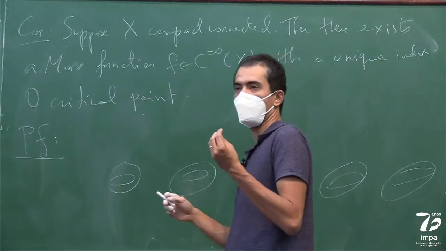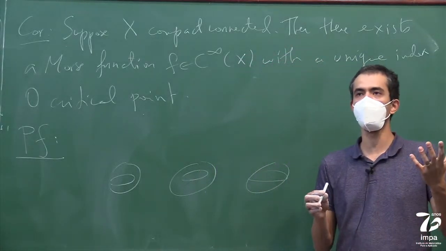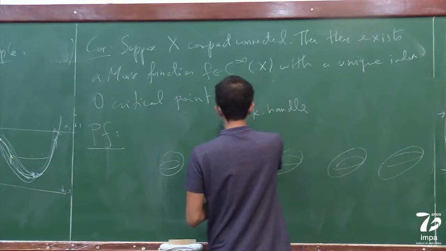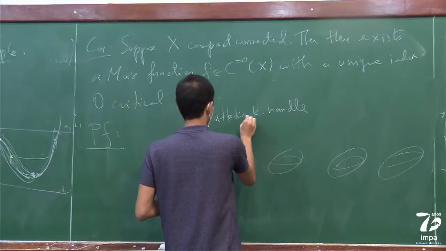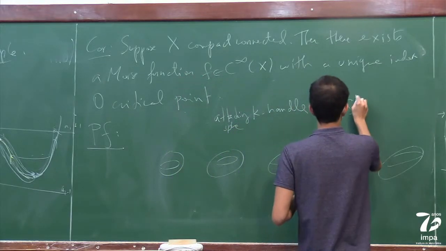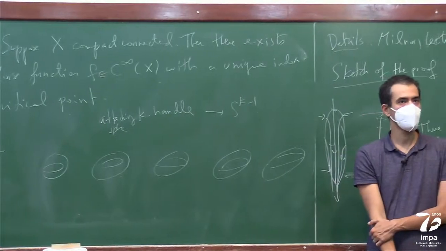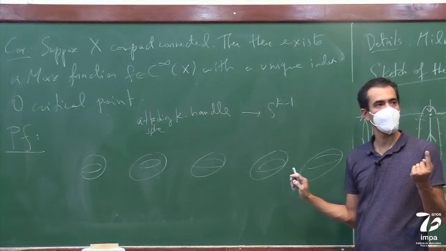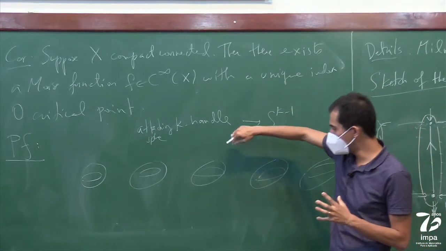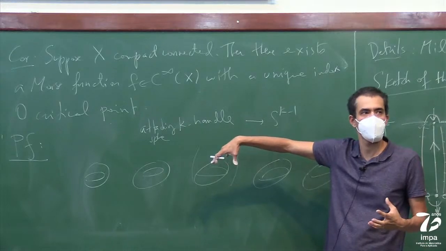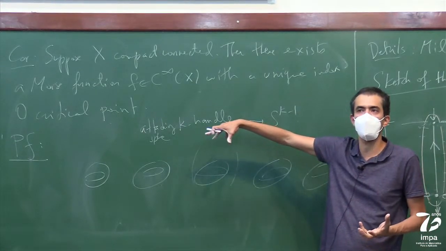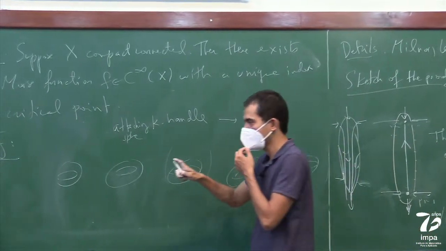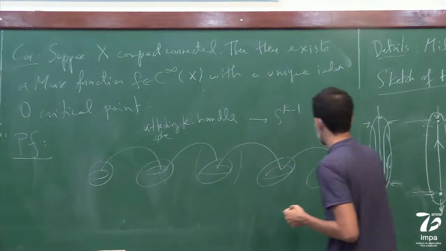But what happens is the attaching sphere of a 2 handle and higher up, so if you look at a k handle, the attaching sphere is an S^{k-1}. So basically, the only way to connect these disconnected parts is with 1 handles. If I attach higher handles, then they'll just be within the same connected component. Attaching a higher handle won't change the number of connected components. Which means if the manifold is connected, then I have to have 1 handles connecting these guys.